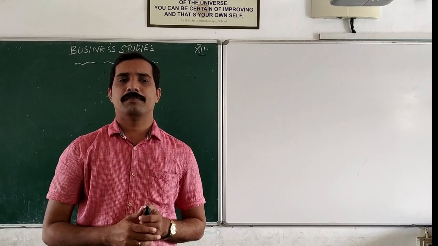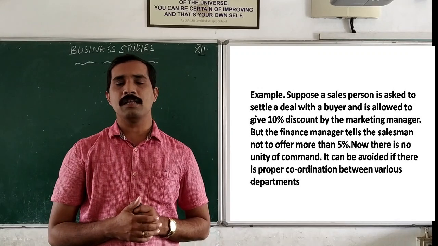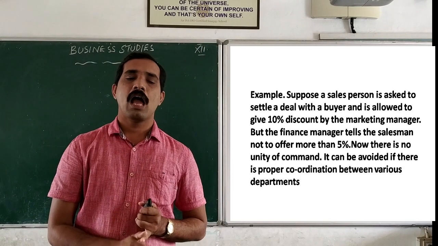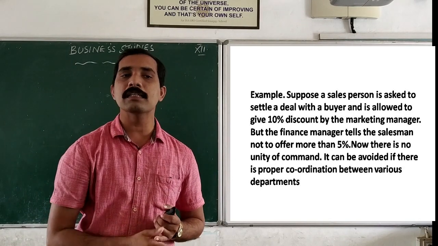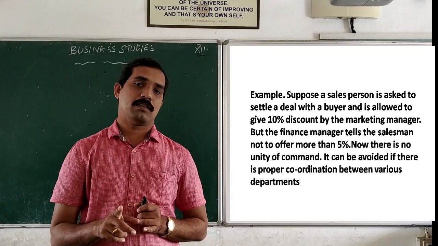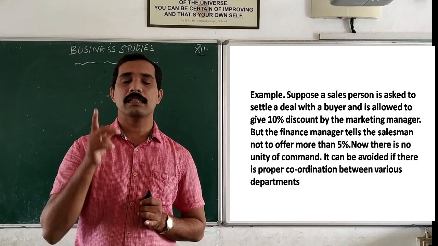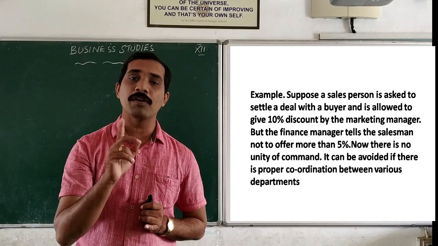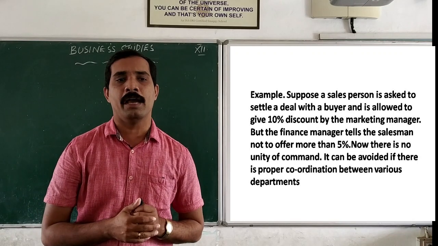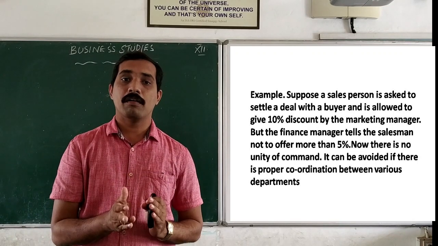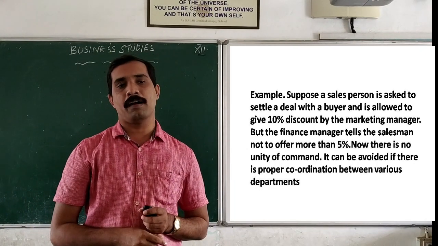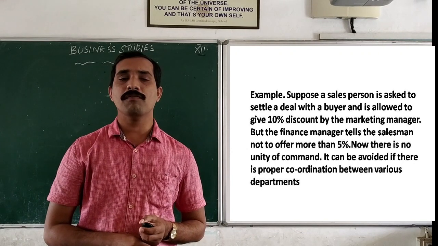For example, suppose a salesperson is asked to settle a deal with a buyer and is allowed to give a 10% discount by the marketing manager. But the finance manager tells the salesman not to offer more than 5%. Now there is no unity of command. It can be avoided if there is proper coordination between various departments. Okay, that is unity of command.